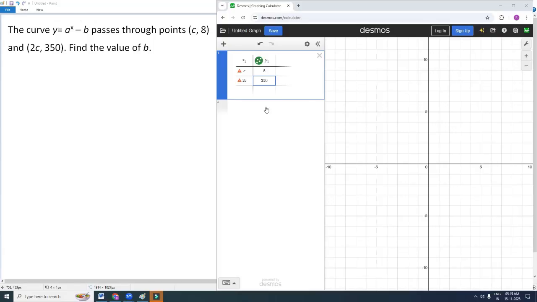Now let me take this equation as input in Desmos, that is y1, and for the equal sign we have to use the tilde sign. Then a raised to the power of x1, then negative b. Here we can see some small triangles, which means there is some error in our input.